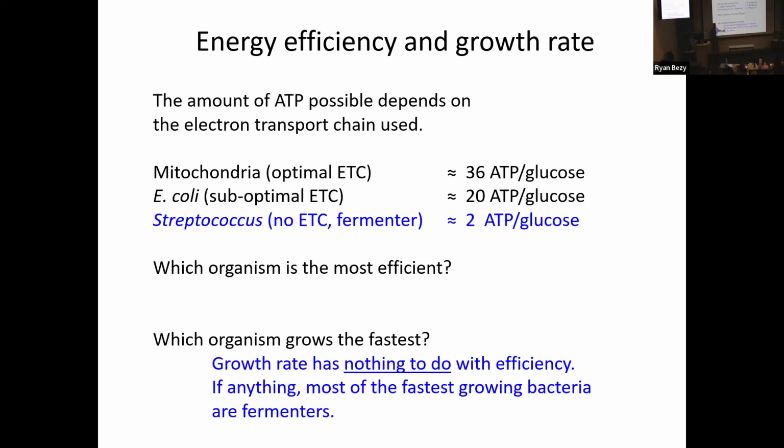Also, fermenting bacteria are simpler. They have fewer parts to make. Fermenting bacteria don't make electron transport chains. They don't make citric acid cycles. They don't make a lot of stuff. And they're hyper specialized into just doing glycolysis and fermentation. They do it as fast as they can, processing as much sugar as they can, as quick as they can. And that lets them grow really quickly, even though they're not efficient.